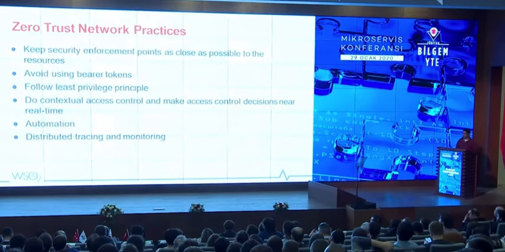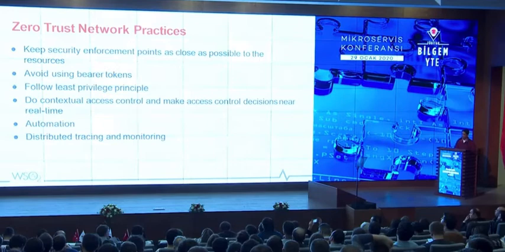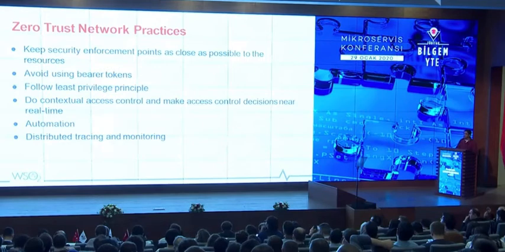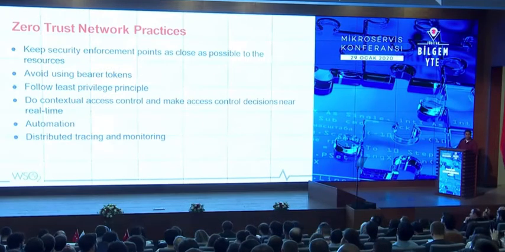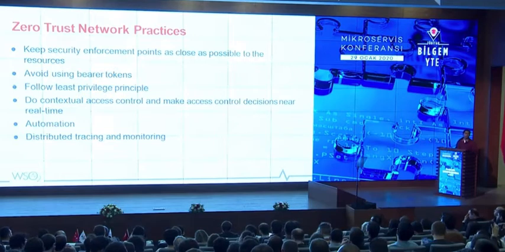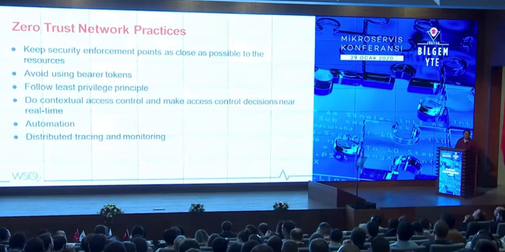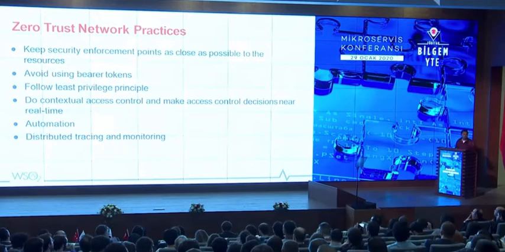Okay. So these are some of the zero trust network practices. Keep security enforcement points as close as possible to your resource or microservice. Then you should avoid using bearer tokens. If you are familiar with OAuth, OAuth tokens are bearer tokens. Bearer tokens are like cash. If I steal $10 from you, I can use it at any Starbucks. No one will question how I got that $10.